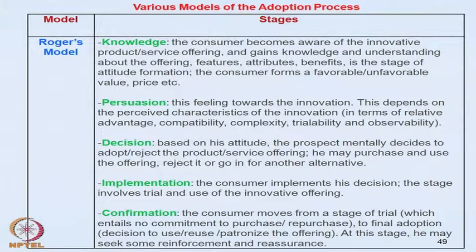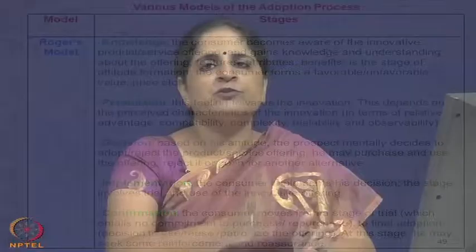Then his decision, which is based on his attitude, he mentally decides to adopt or reject the product or service offering. Implementation, where the consumer implements his decision, which involves trial and use. And confirmation, where he moves from trial, which means no commitment, to purchase or repurchase. He moves from this stage of trial to a final stage of adoption, where he decides to buy, to patronize, to use a particular product or service offering, and at this stage, of course, he may seek some kind of reinforcement or reassurance.